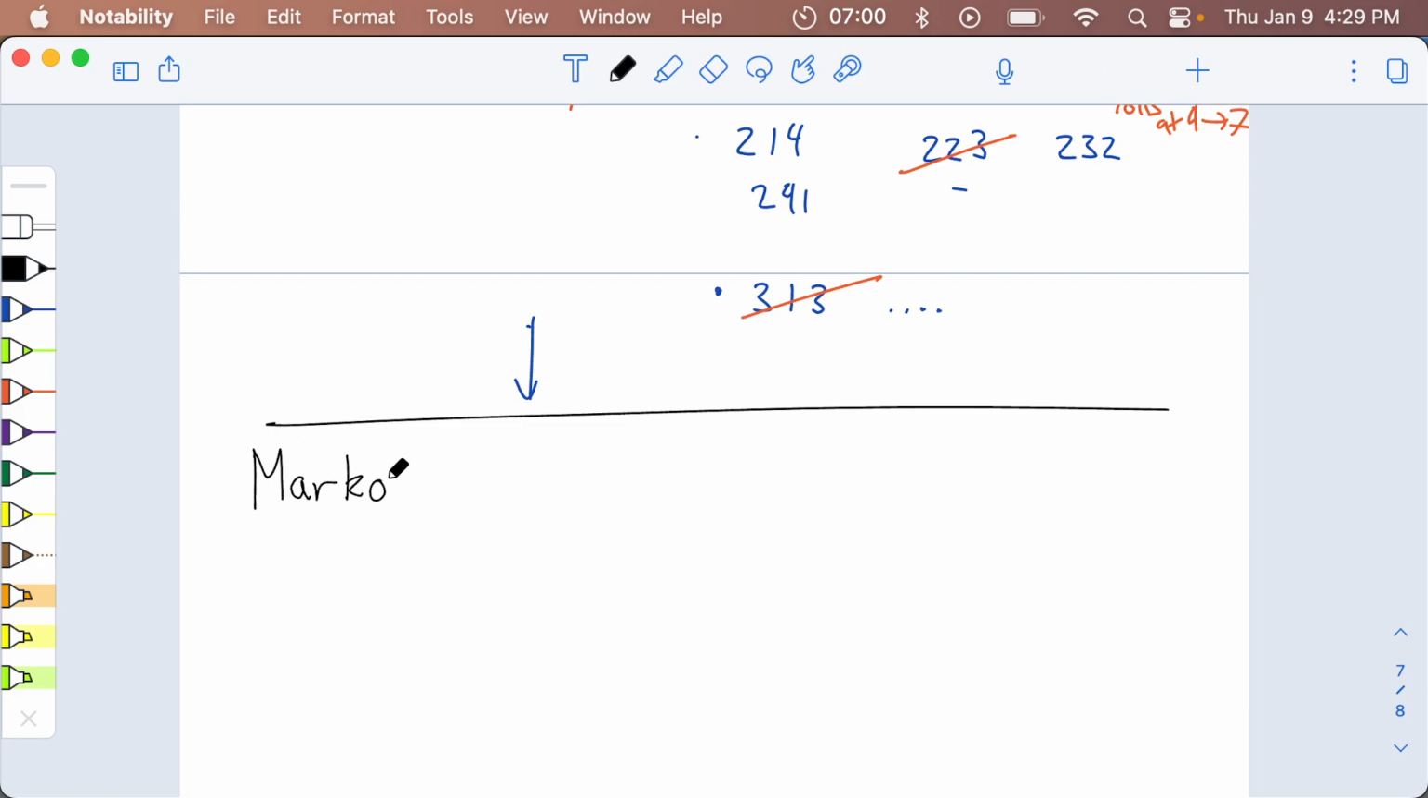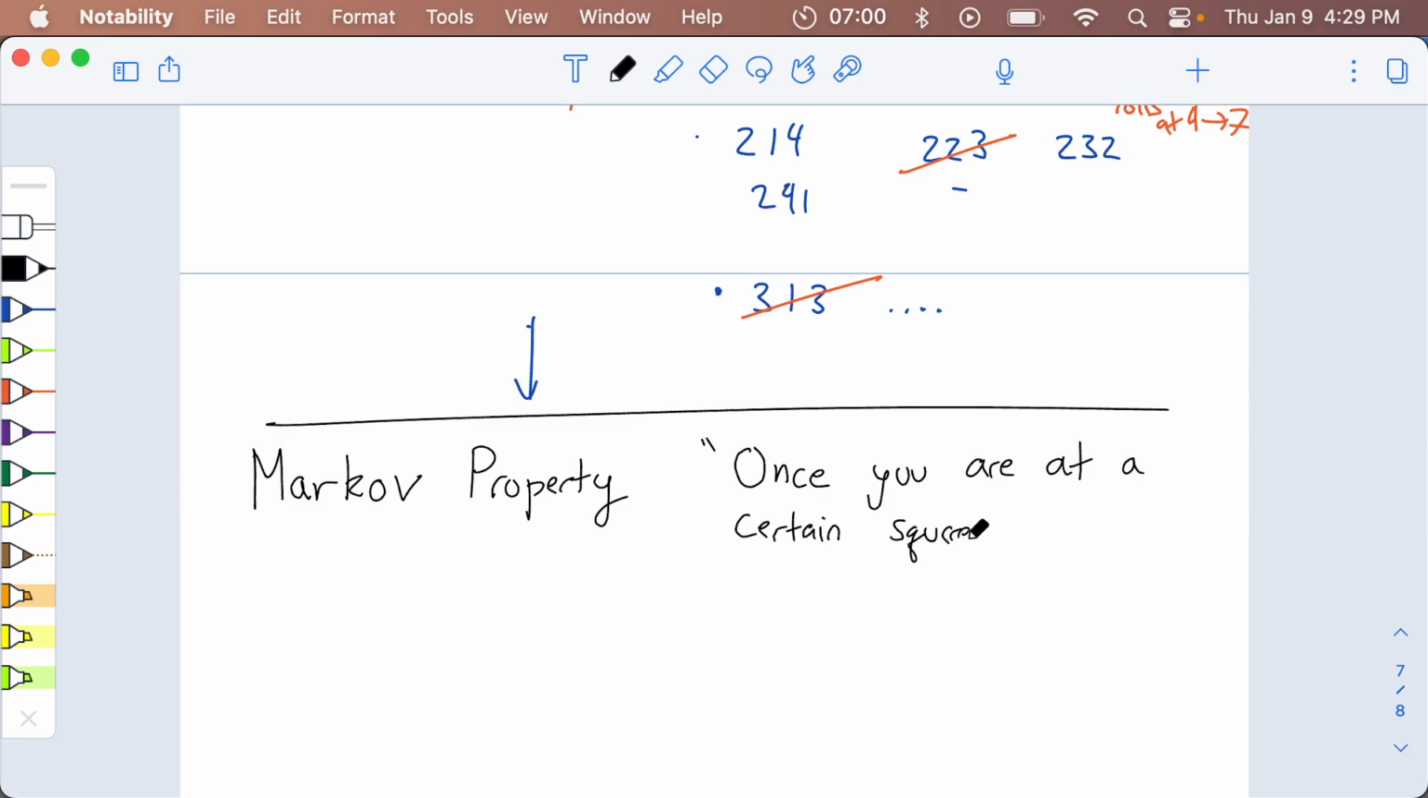By the way, Markov was some Russian mathematician, and everything is named after him. I guess he discovered this stuff. So we're going to use the so-called Markov property, and that is going to be a little hack that's going to let us drastically simplify what's going on. And the Markov property says very roughly that once you are somewhere, at a certain square, it doesn't matter how you got there.